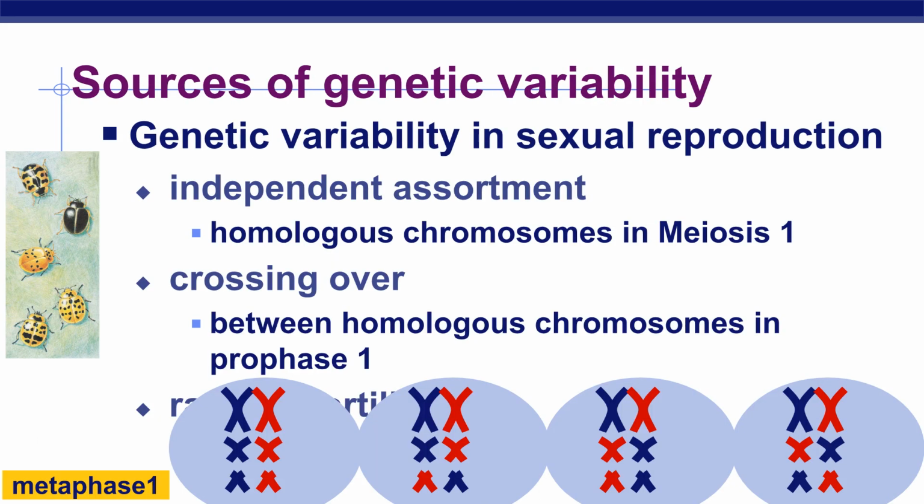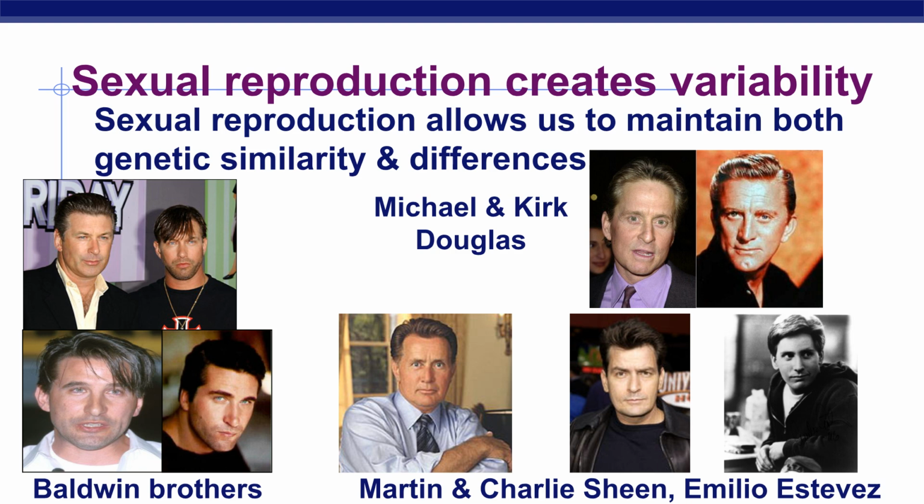from both parents. Sources of genetic variability in sexual reproduction include independent assortment of homologous chromosomes in meiosis I, crossing over between homologous chromosomes in prophase I, and random fertilization, where a random ovum is fertilized by a random sperm. Sexual reproduction allows for maintaining both genetic similarity and differences. This can be observed in families, such as the Baldwin brothers, the Douglas family, and the Sheen family, who share traits while still being unique individuals.